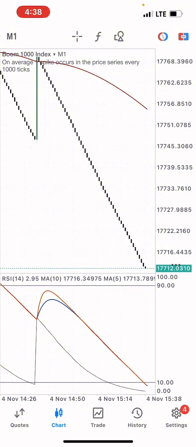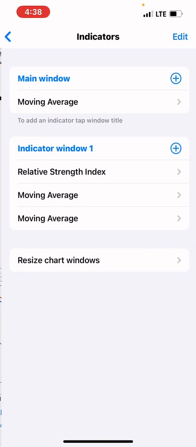Okay. So this strategy will most likely help you. We are going to go straight to it right now. I don't want to waste any time. So I'll show you guys the setup right now.